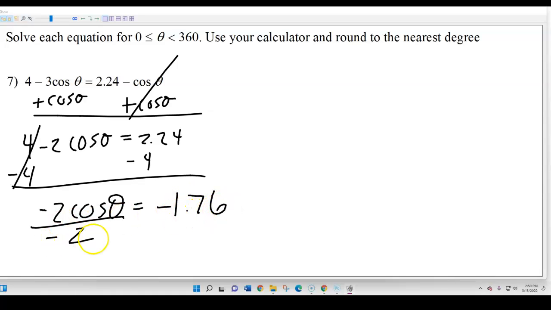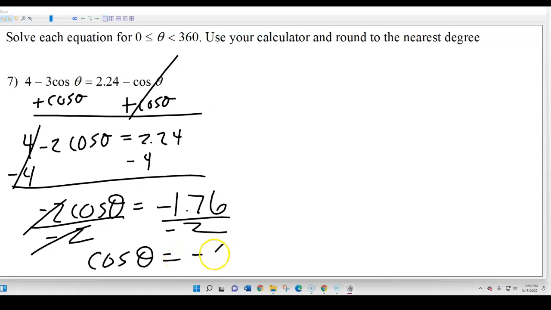Next, I'm going to divide both sides by a negative 2. So those go away. And when I divide 1.76 by 2, I get negative 0.88. And then from here, we're ready to go ahead and solve it using our old methods. So if you forgot how to do these, you might want to look at your 11.3 part 1 notes.